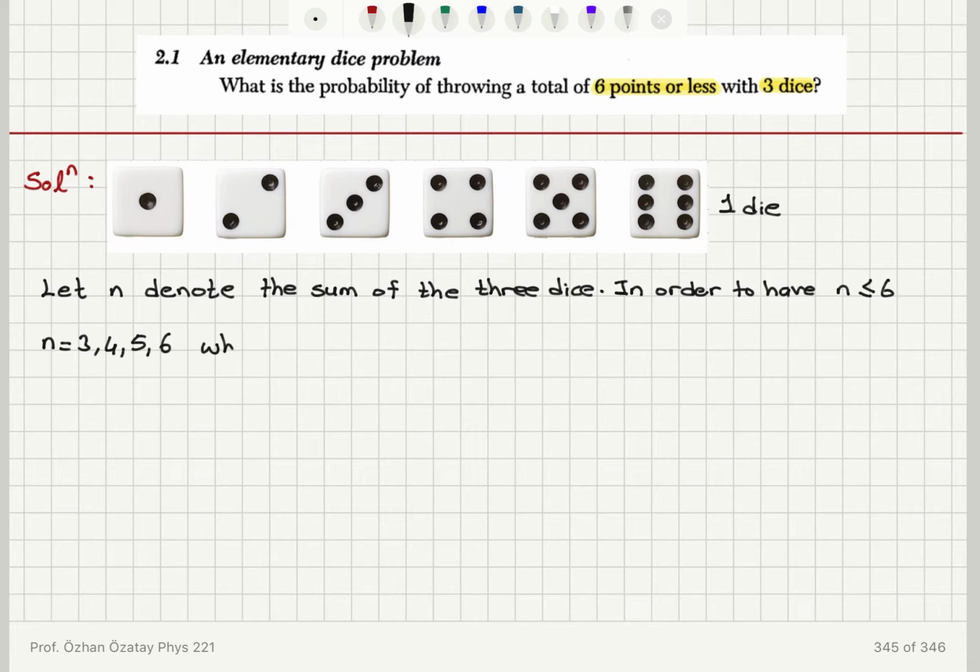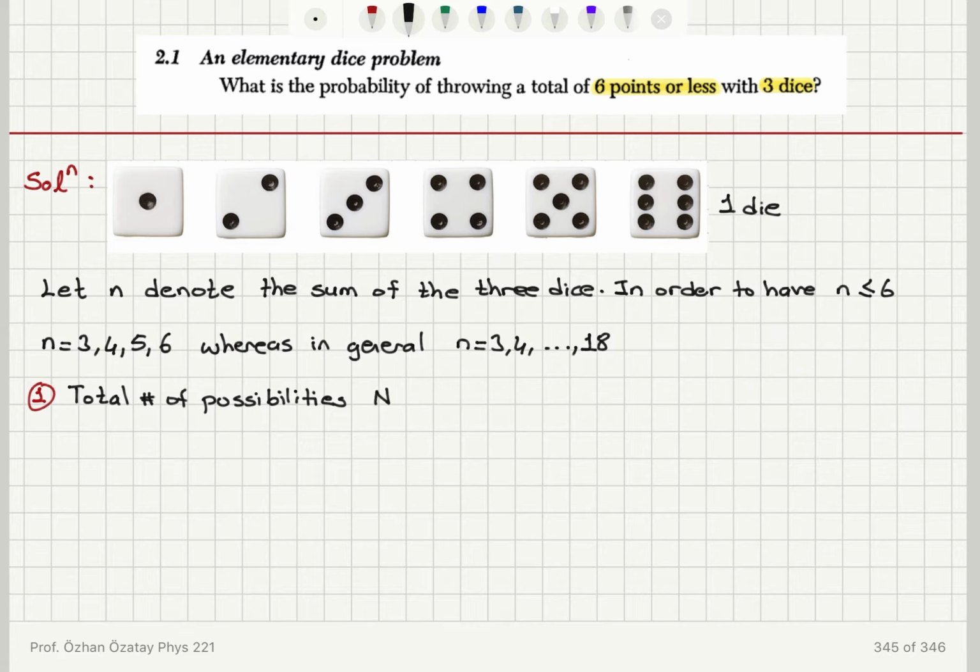Whereas in general we have n can take values between 3 and 18. So n can be 3, 4, all the way up to 18, because the maximum you can have is 6 times 3, which gives you 18. So as a first step, I would like to look at the total number of possibilities. So what is the total number of possibilities? Well, let's call this capital N.